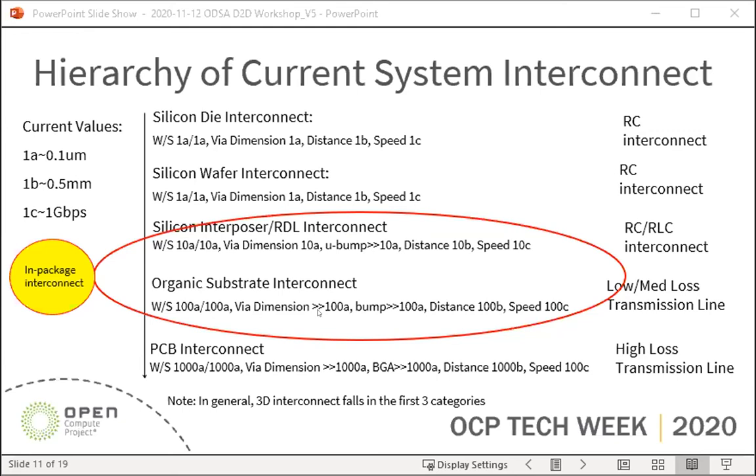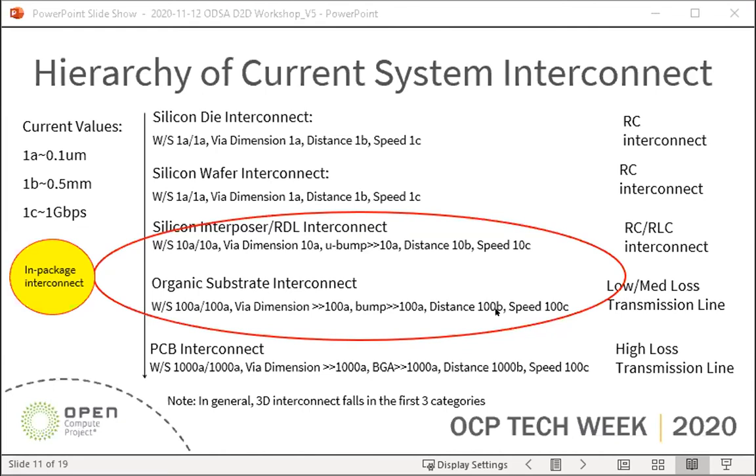Via dimensions do not scale. They are, unfortunately, in the current technology, actually larger than this dimension. These are usually laser vias. And the bumps, which we also need to use, are much larger than this 10 micrometer width and space. Distances which we are able to drive also go up by another factor of 10.